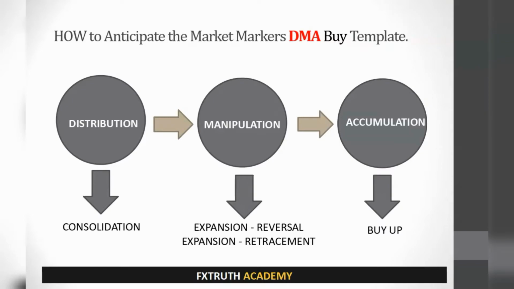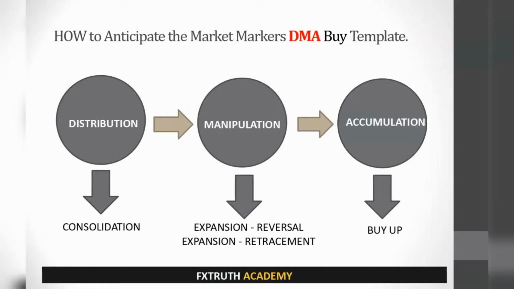The first thing you want to look out for is a distribution. This will come somewhat like a consolidation. We can see this either at the end point of a range, or in what I call a no man's land. You understand? So we see something like a consolidation. That consolidation is actually a distribution. The next phase will be somewhat like a manipulation.